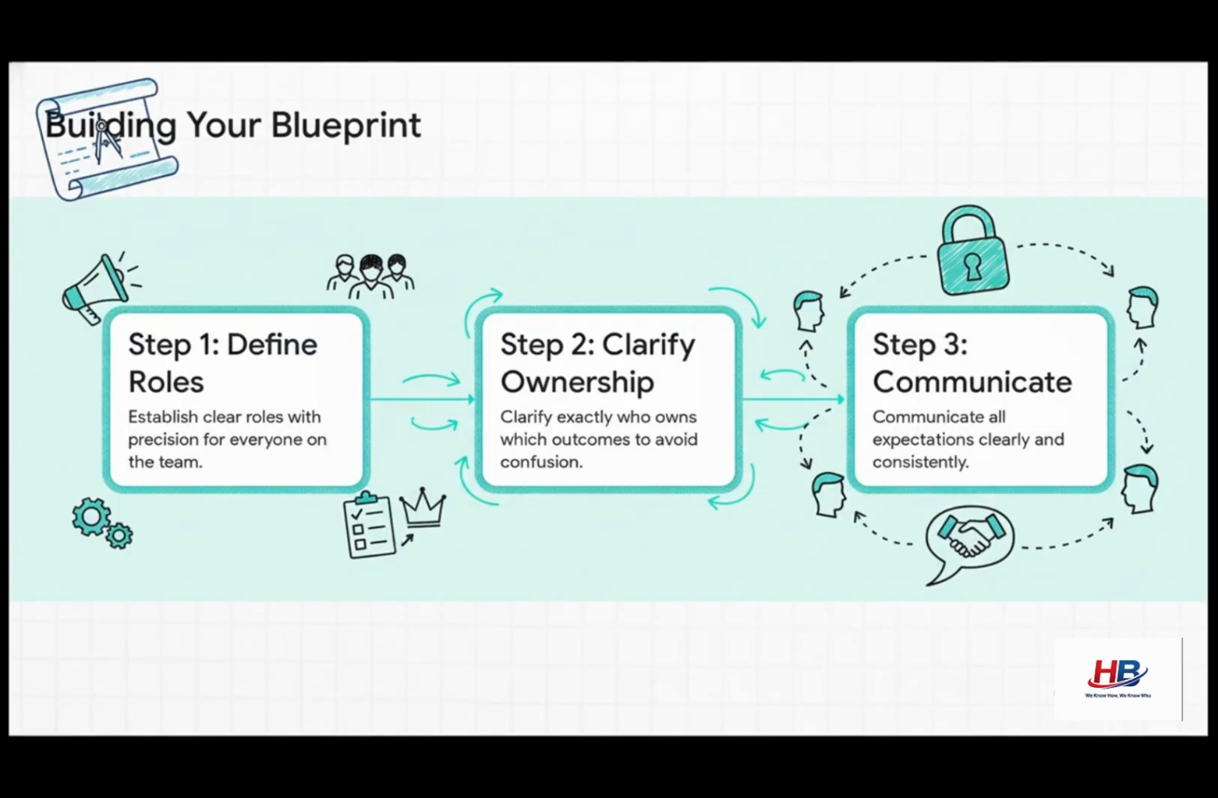Now, building this blueprint isn't some big abstract theory. It's actually a really practical three-step process. First, you define the roles with real precision. Second, you clarify exactly who owns which outcomes, no gray areas. And third, you communicate those expectations clearly, and you do it all the time. When these three steps are locked in, that ambiguity pretty much just vanishes.